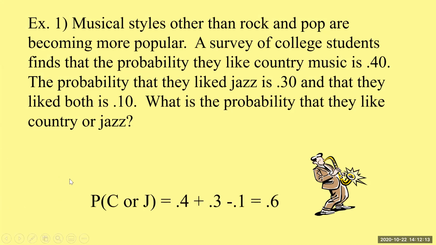Well, "or" means add, so the probability of country is 0.4 and the probability of jazz is 0.3. But given that we know both is 0.1, that means this 0.1 is included in the 0.4 and the 0.1 is included in the 0.3. So we need to subtract one of those 10% out, because this 10% is accounted for twice. If we subtract it out, we get a probability of 0.6, or 60%.